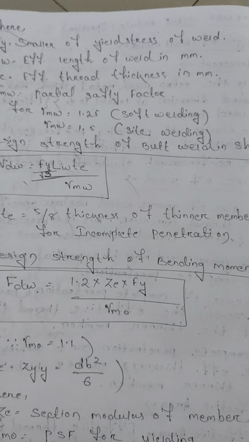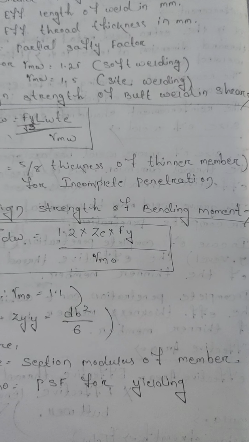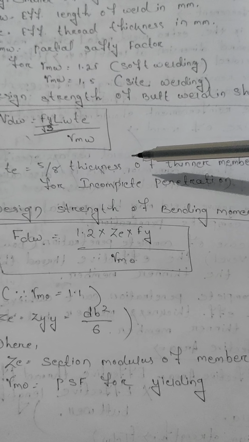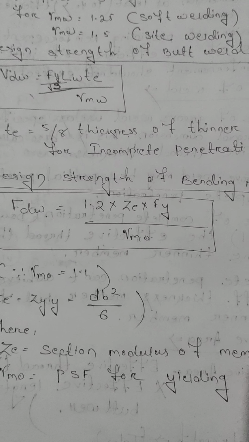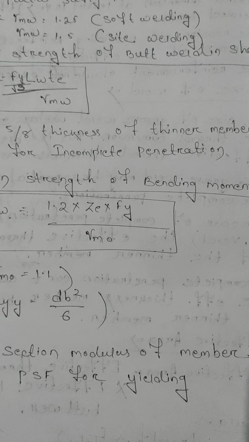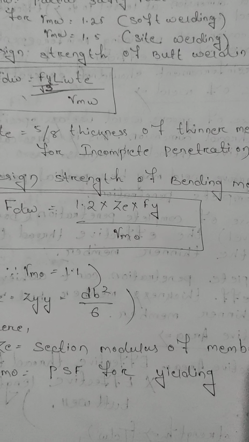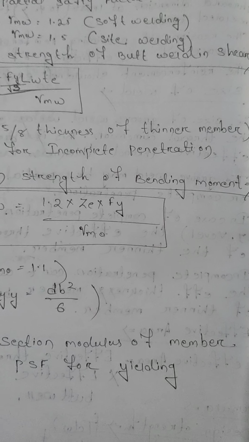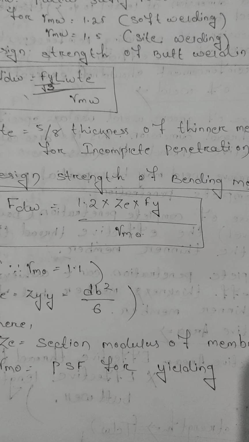The design strength formula for a butt weld in shear is Fy by root 3 into LW into TE, divided by gamma MW. Next, the TE formula: for incomplete penetration, TE is 5/8 of the thickness of the thinner member, but for complete penetration, TE is equal to the thickness of the thinner member.